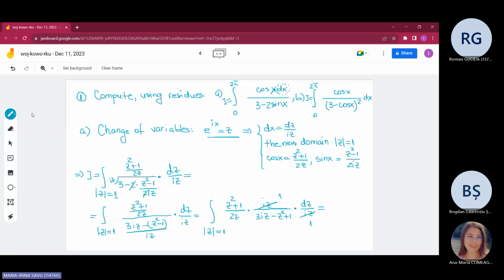Have you finished solving point B? Not yet. Okay, do you need 5 or 10 minutes? Yeah, about 5.